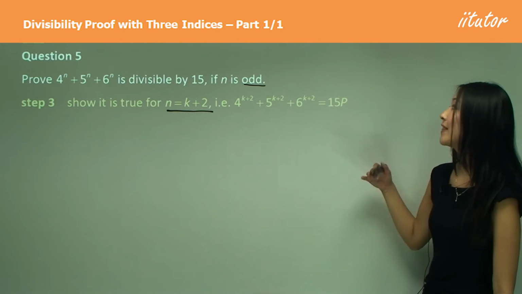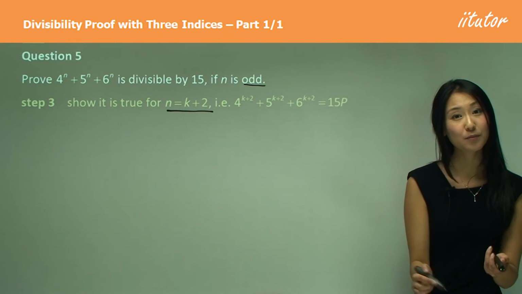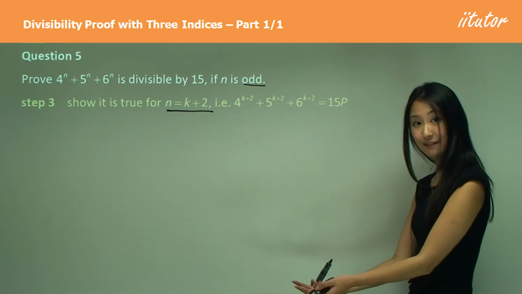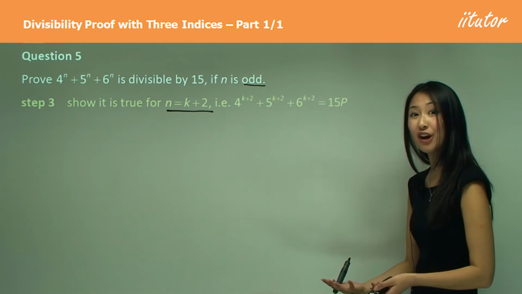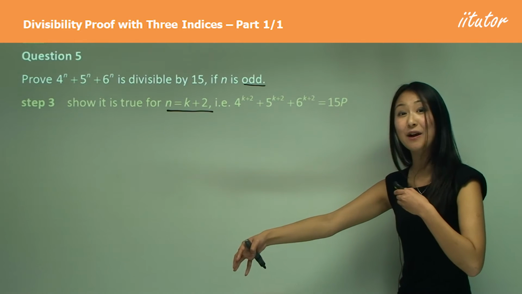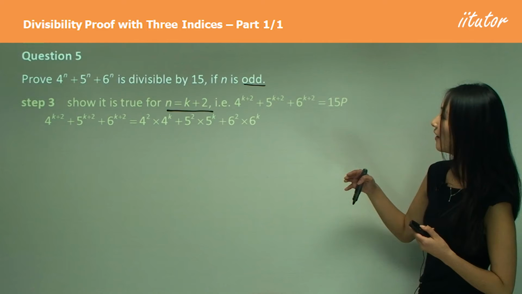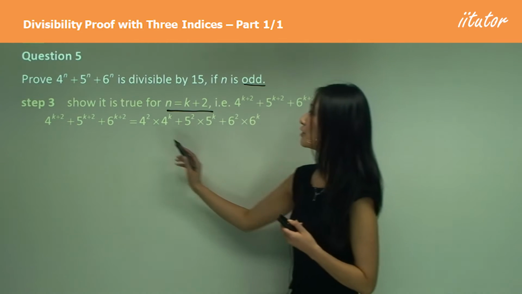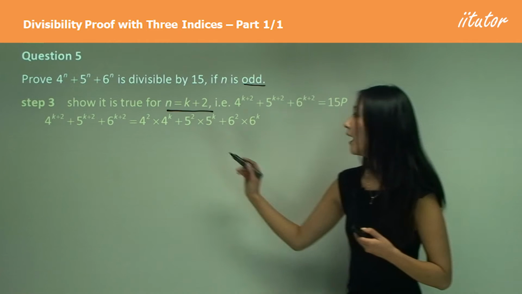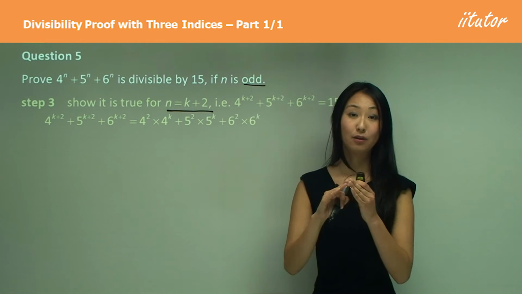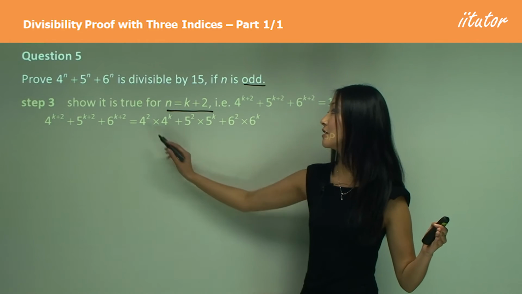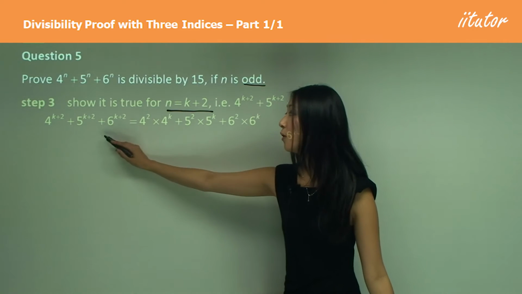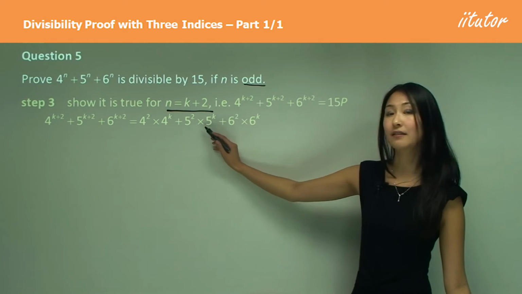And I want to show that it's divisible by 15, which means that at the end of this, I want to be able to factorize out 15, right? That's the way we show that's divisible, if we can factorize our number out the front. So to show that this is divisible by 15, first thing I want to do is manipulate that. And what I've done here is I've just separated all the k plus 2 into to the power of 2 and to the power of k. So for 4, 5 and 6, this is what I've done.